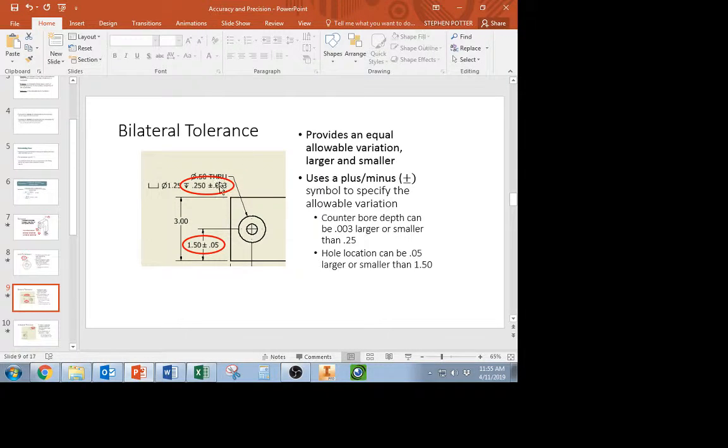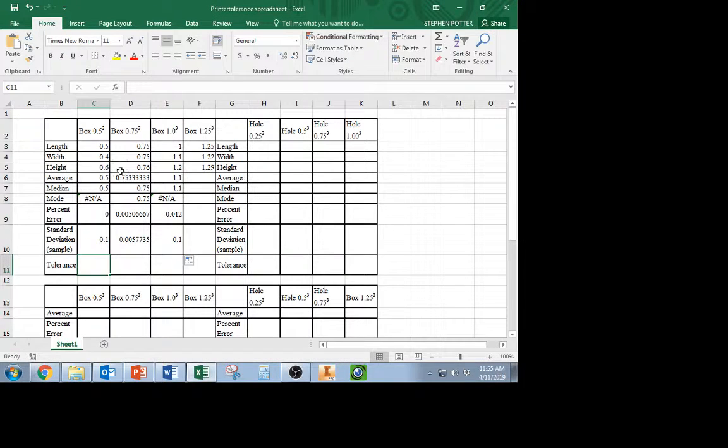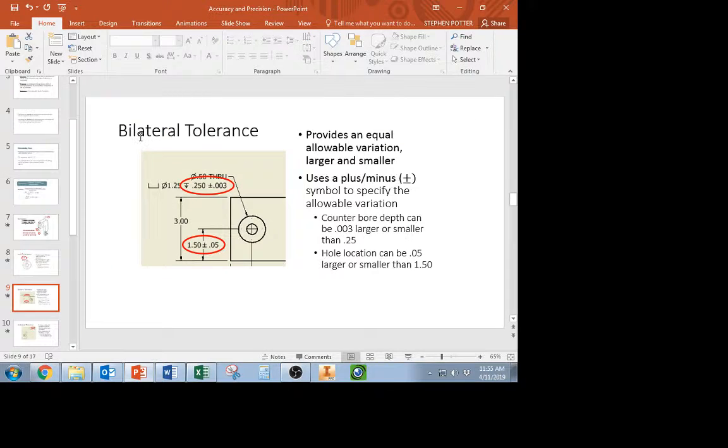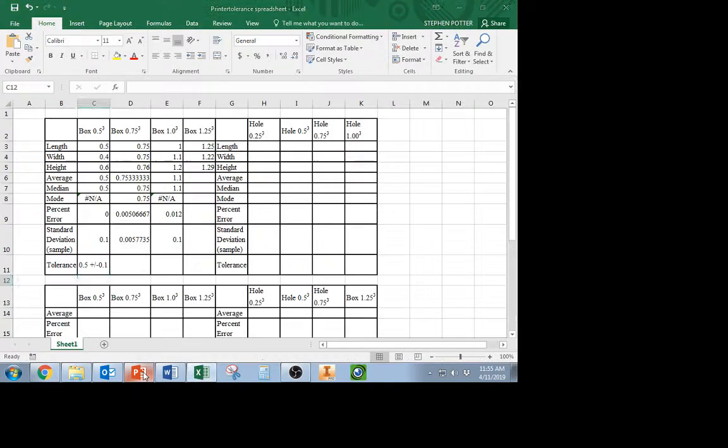So what we're going to use for our base number is our average that we calculated, and then it will be plus or minus the range that we got. So for example, this one, our average is 0.5, so we're going to write 0.5, and then we're going to do plus or minus the range. So our biggest number that we had was 0.6, our smallest number was 0.4, so that's going to be plus or minus 0.1. So this is what we call bilateral, meaning that it's the same in both directions.